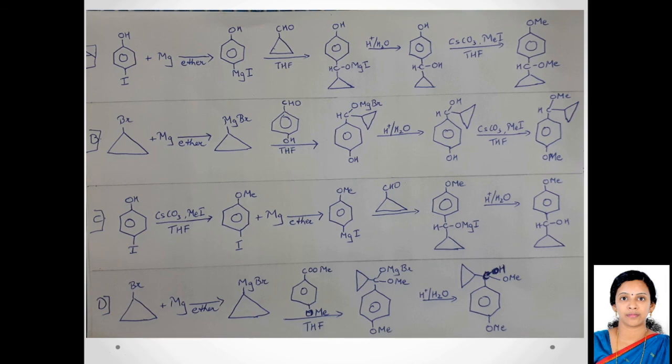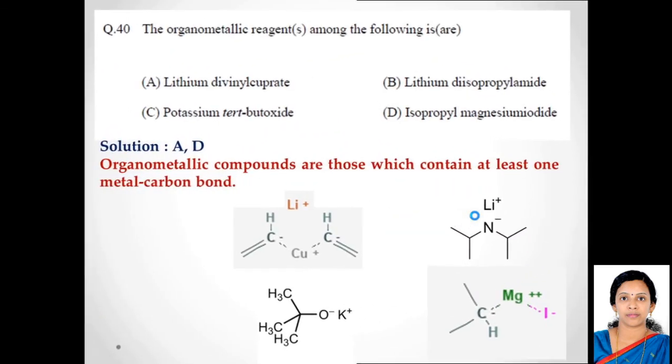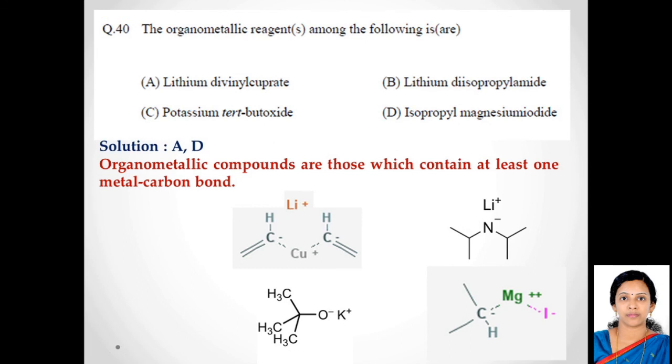Okay. Now let's move on to question number 40. The organometallic reagents among the following are: 4 reagents are given, and out of which we have to find which of these are organometallic reagents. They are all reagents, but which are organometallic reagents? See, organometallic compounds are compounds which have at least one metal-carbon bond. Now, if you look at these 4, this is the lithium divinyl cuprate, the copper with the 2 vinyl groups, and it's a lithium salt. Lithium divinyl cuprate, there is definitely a metal-carbon bond here. So this is an organometallic reagent.